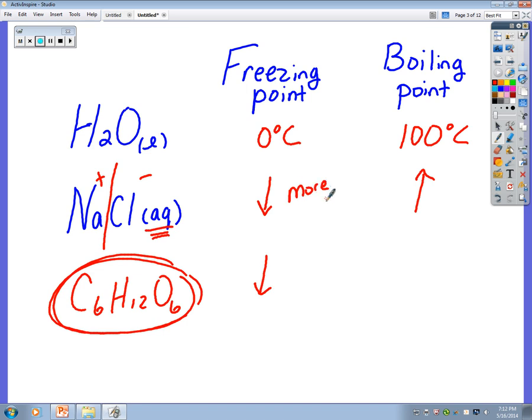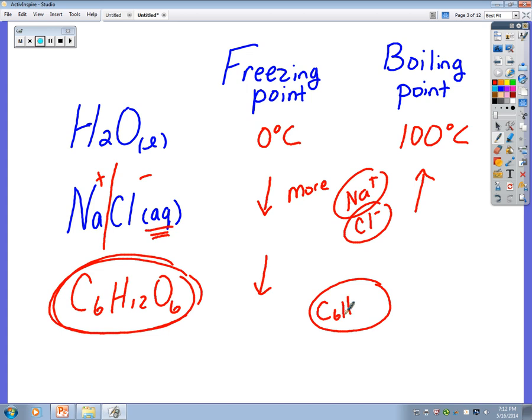What about this? There's sodium and chloride ions floating around here, right? This is just a blob. It's a covalent compound, so it doesn't form ions. So this also raises it, but not as much. This raises it more.